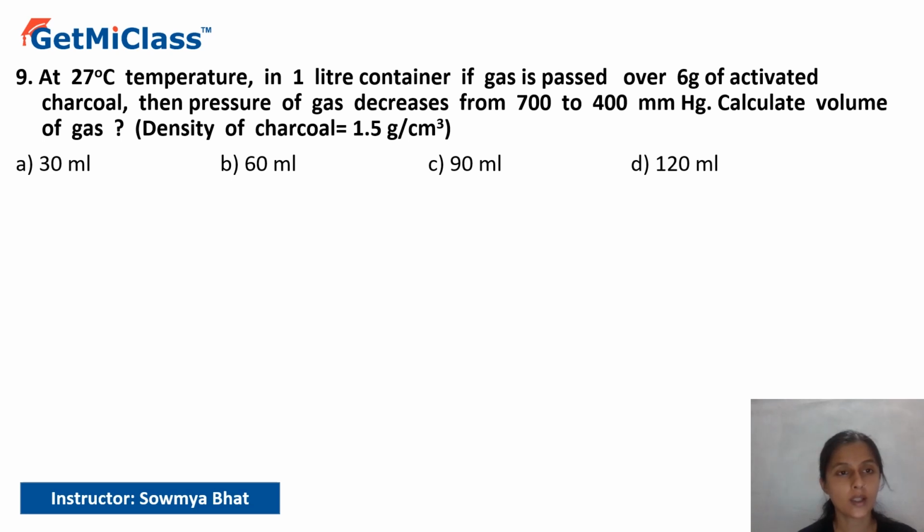At 27 degrees Celsius temperature in a 1 liter container, if gas is passed over 6 gram of activated charcoal, then the pressure of the gas decreases from 700 to 400 millimeter of mercury. Calculate the volume of the gas. Density of charcoal is given.